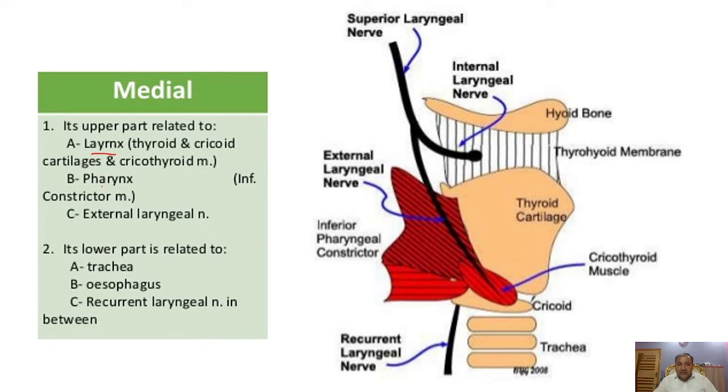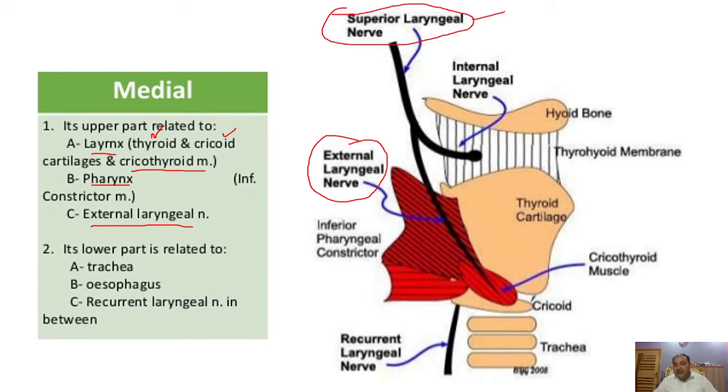There is the larynx. Then it explains what cartilages of the larynx are present. There is a thyroid cartilage and there is a cricoid cartilage. And there is a membrane between the thyroid cartilage and cricoid cartilage, which is called the cricothyroid membrane. And there is a pharynx, and there is an external laryngeal nerve. Where is the external laryngeal nerve? The external laryngeal nerve is the branch of the superior laryngeal nerve.